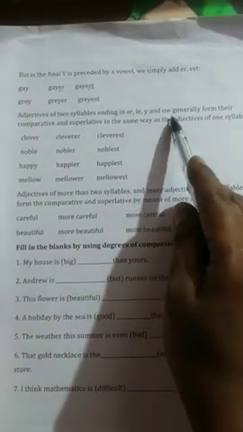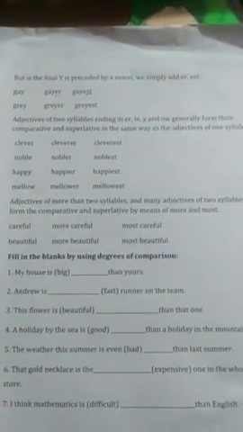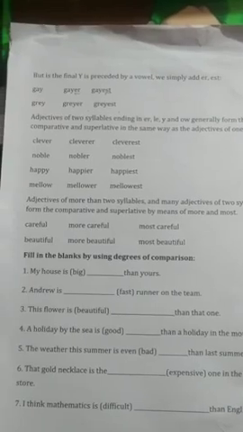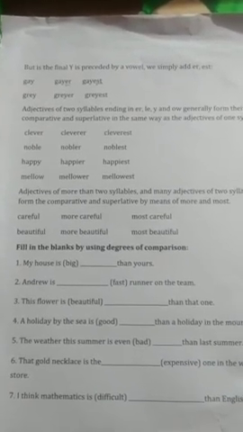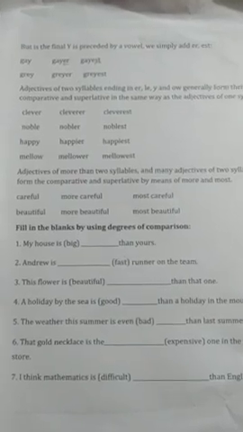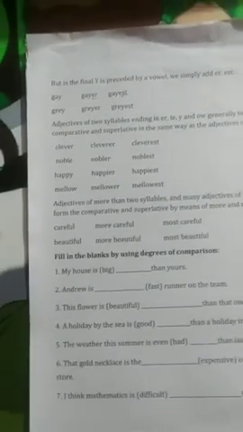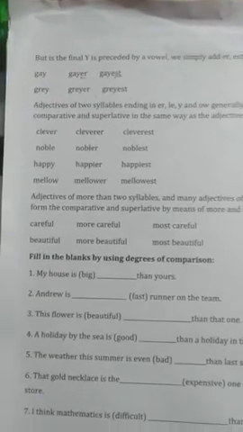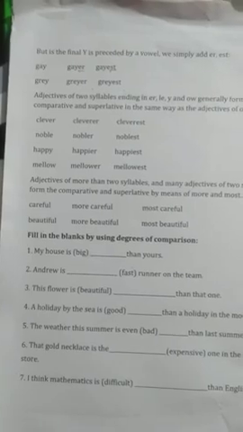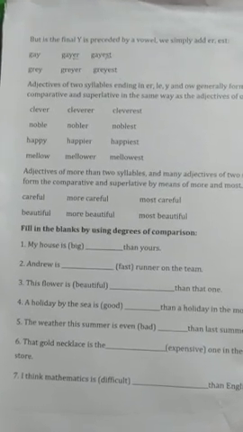See, adjectives of 2 syllables ending in er, le, y and ow generally form their comparative and superlative in the same way. Clever, cleverer, cleverest. Noble, nobler, noblest. Happy, happier, happiest. Mellow, mellower, mellowest. But adjectives of more than 2 syllables and many adjectives of 2 syllables form the comparative and superlative by means of more and most. Careful, more careful, most careful. Beautiful, more beautiful, most beautiful.